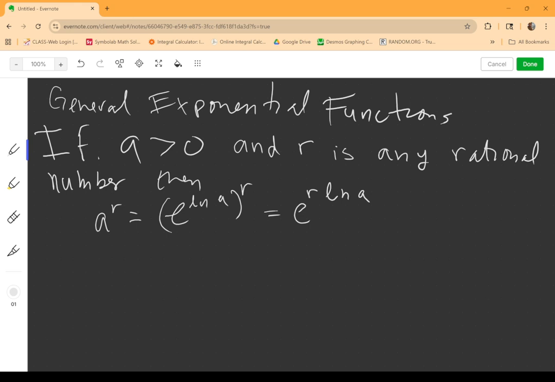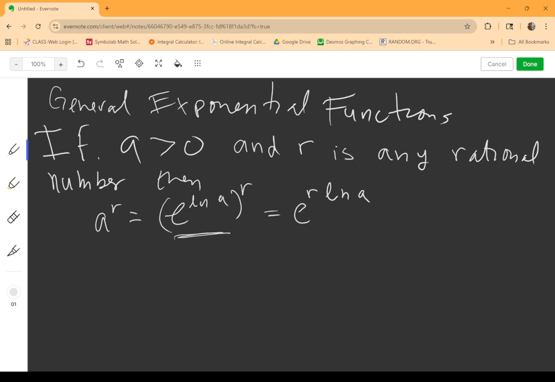The reason we need that is that the first property we use is the inverse property of how the exponential and the logarithm hold, and in order for the natural logarithm to be defined, a must be positive. Then, using properties of the logarithm and exponents, we can move r in front of the natural log of a as a product, r times ln of a.